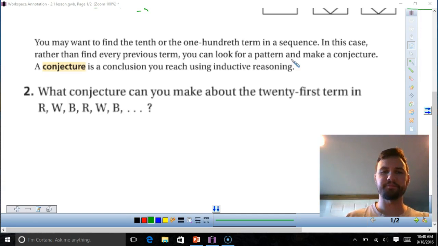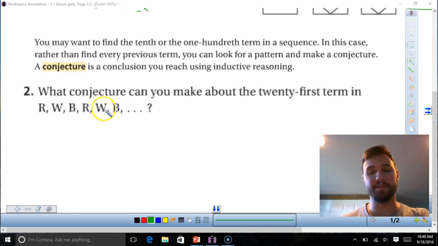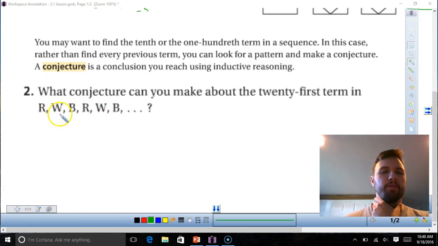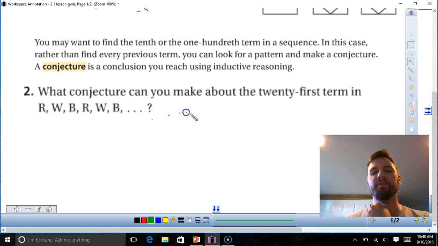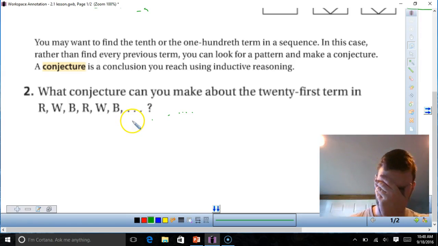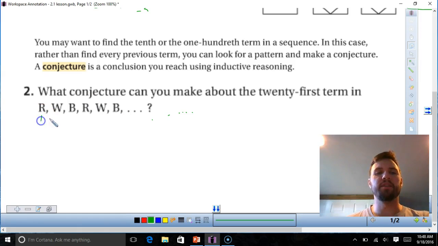All right. So let's make a conjecture about the 21st term. Red, white, blue, red, white. I don't even know if they're colors. Red, white, blue. America. Okay. Red, white, blue, red. I'm going to assume that goes on forever. Now I could just go through and write out 21 terms. Who wants to do that? Red's my first, second, and third term, right?